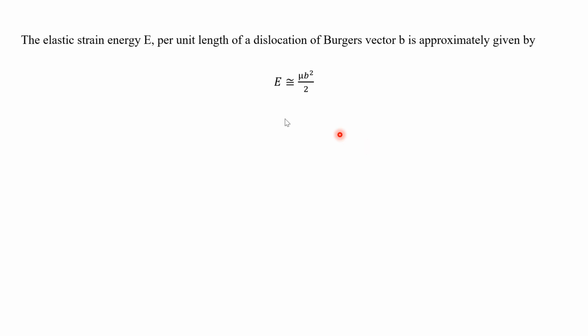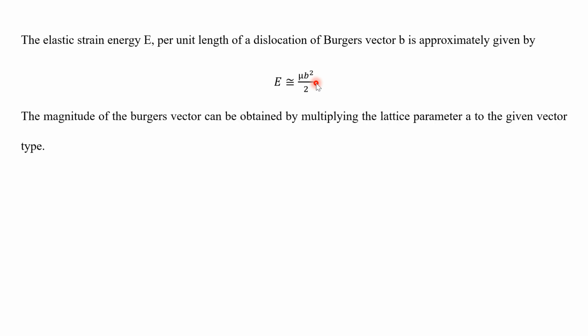So first thing is that we know that the elastic strain energy, or the energy that is associated with the dislocation, is given by the equation E is proportional to mu b square by 2. Considering all other terms constant, we can say that this energy is proportional to b square, right? Hence, we have b square. b actually denotes the magnitude of the Burgers vector. Therefore, we need to find the value of b.